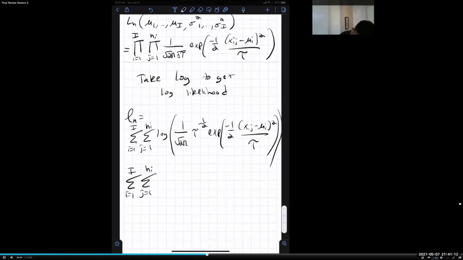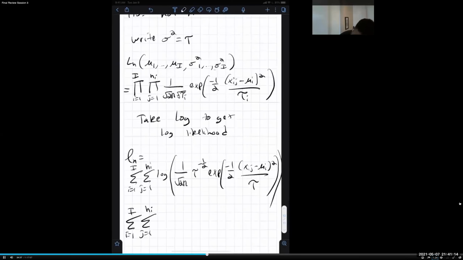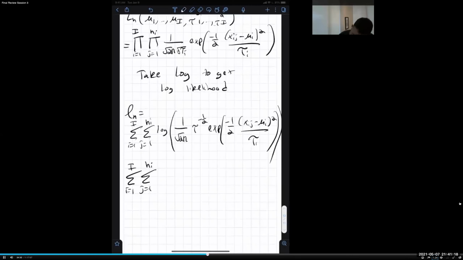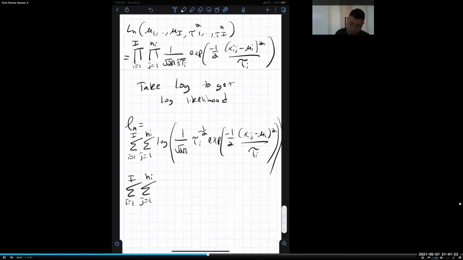And sorry, my bad. This should be all tau i's, and this should say tau instead of sigma squared. I do not know why I wrote that. So yeah, the taus are indexed by i because they're the same as the sigma squareds. They're just without the square.